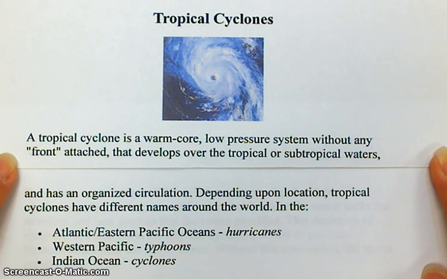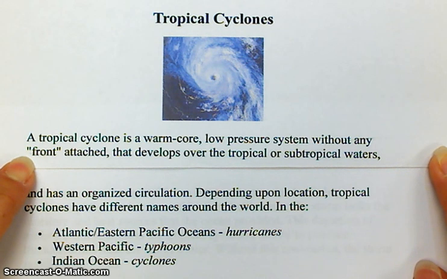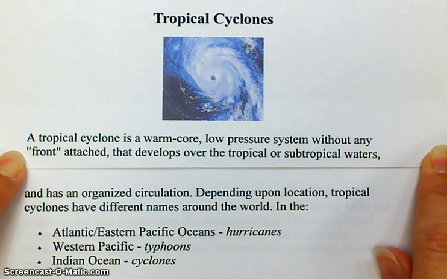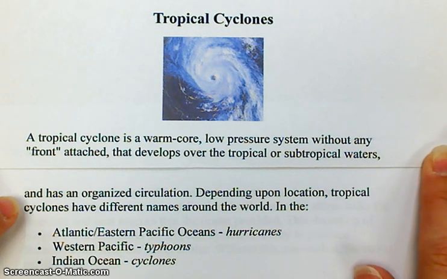All right, the next thing that we're going to talk about is tropical cyclones. A tropical cyclone is a warm core, low-pressure system without any front attached to it. So, for instance, it's not associated with a cold front or a warm front or anything like that. It develops over tropical or subtropical waters, so not right at the equator, but close to the equator or a little bit further away, and has organized circulation.